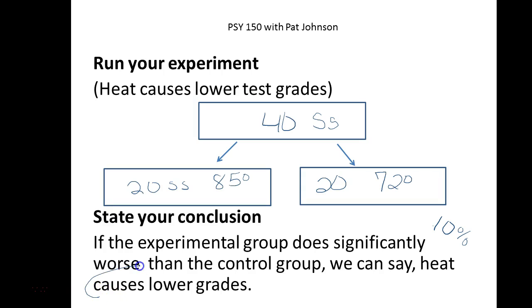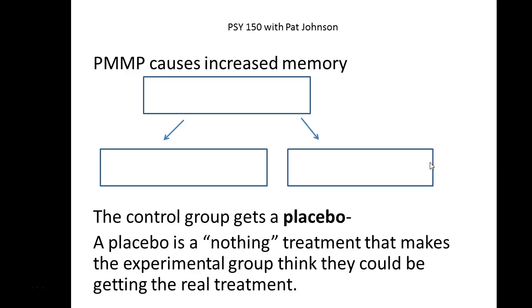And again, why can we use the word cause? We can use the word cause because we have controlled for everything else and only manipulated that level of the independent variable. That's the only thing different between our experimental group and our control group. Okay, so that's how an experiment is done.